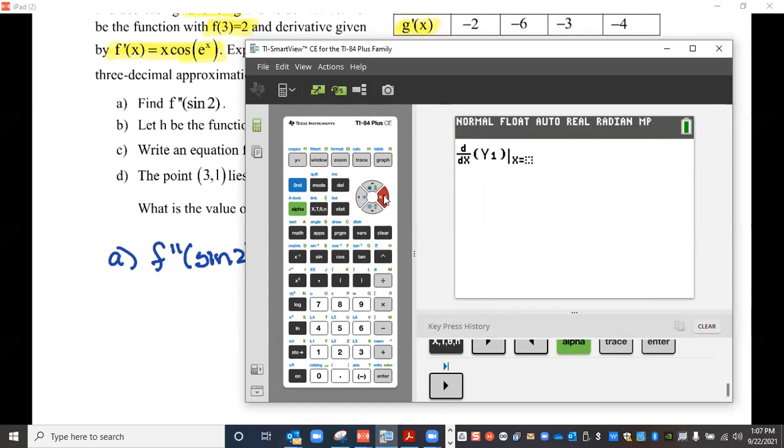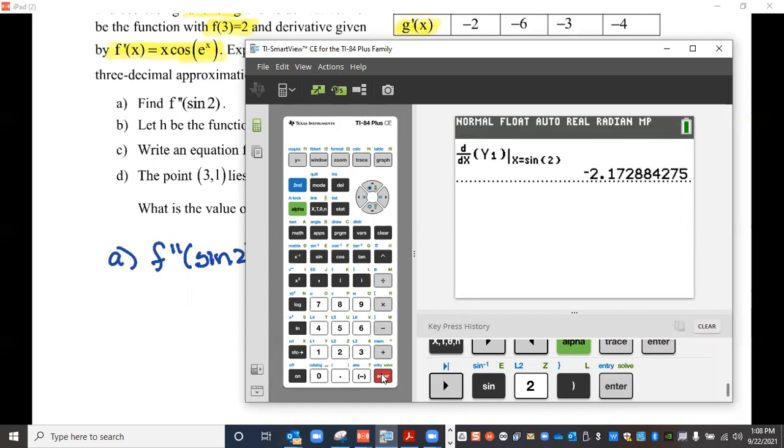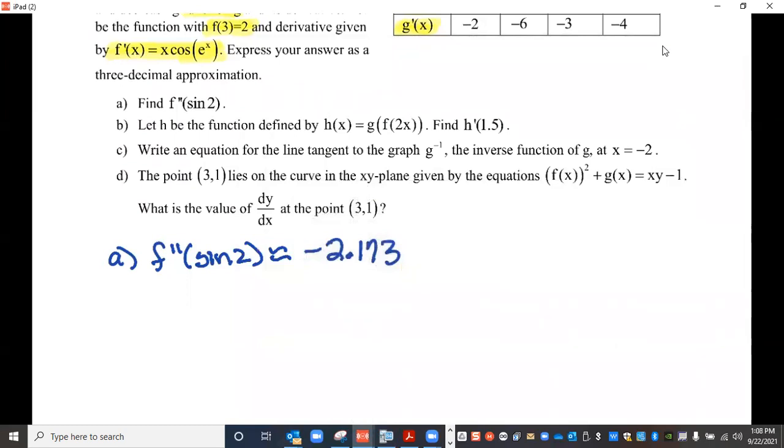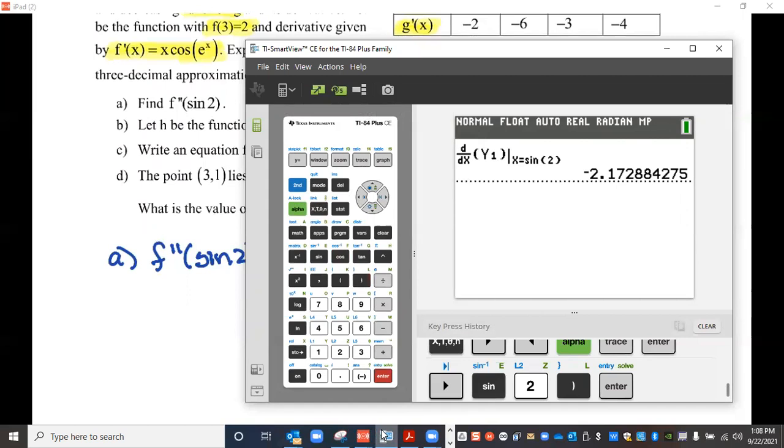And type in the constant you want to evaluate the derivative at. So this is going to be the sine of 2. Any questions on how I type that in? And then when I hit enter, that's negative 2.173. Okay. Questions on that? Go to alpha. Hold on, I gotta look at it. Alpha trace.